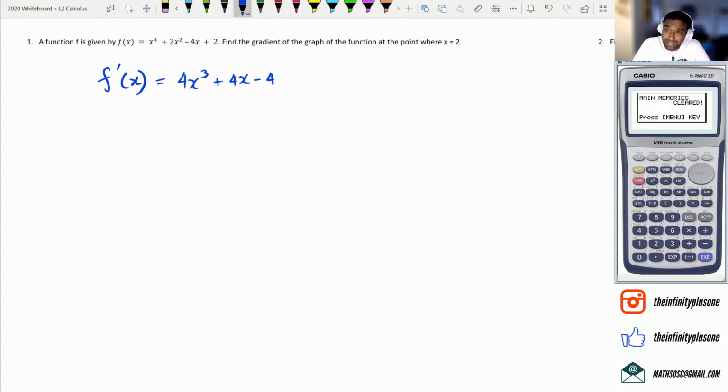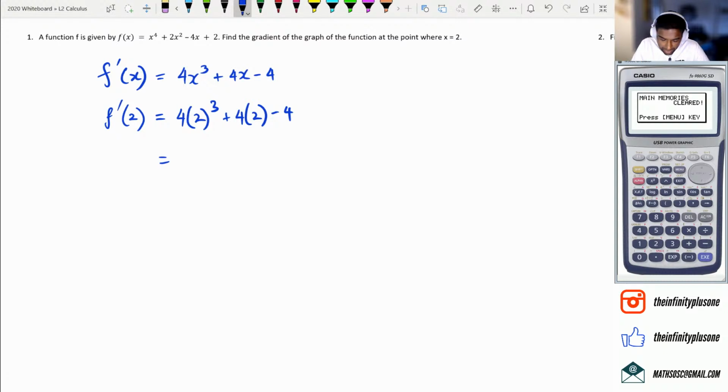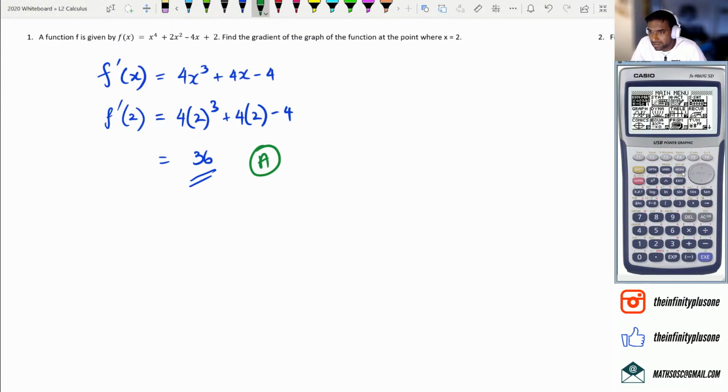So our next point is to try and solve for when x equals 2. So we're going to put f dash of 2 equals 4 times 2 cubed plus 4 times 2 minus 4. Working this out, you should end up with 36 as your answer, which actually should give you an achieved grade. Now, in saying that, look, sometimes it's a really good idea to actually know how to use the calculator as well to check the answer.